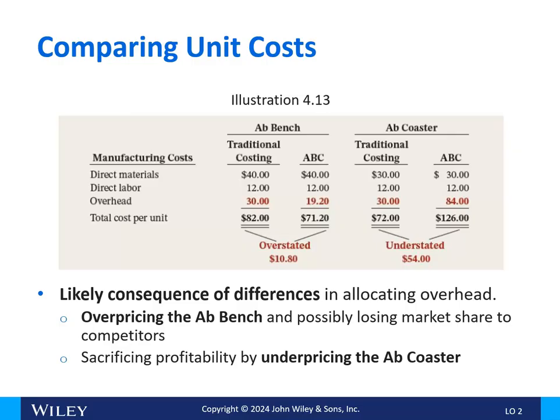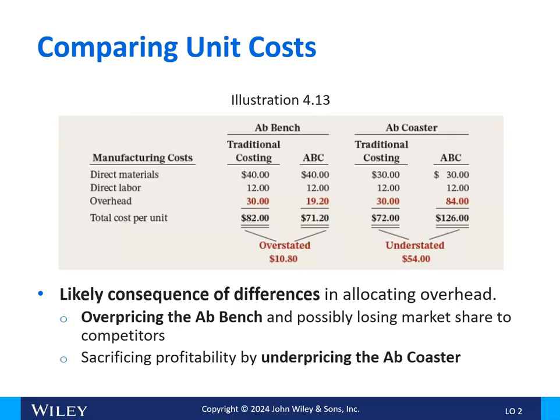If we look over at the coaster, traditional costing was $72 per unit. With ABC at $84 per unit overhead, we have $126 per unit under ABC costing. So that was understated under the traditional method by $54 per unit.